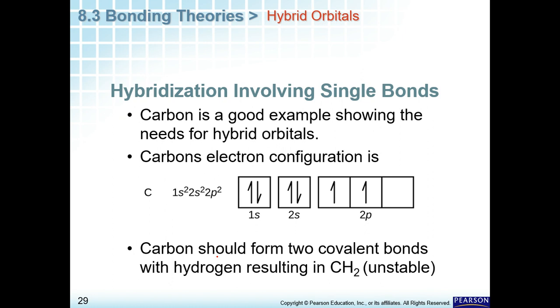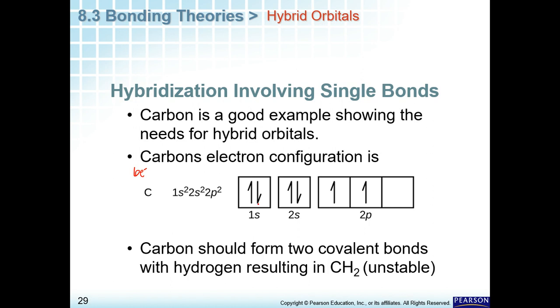So let's explain why we have hybridization and what it actually means in the context of chemistry. Carbon is a very good example to show why we have hybrid orbitals. First, let's look at carbon's electron configuration. Remember, carbon has 6 total electrons, not just valence. Our electron configuration is written as 1s2, 2s2, 2p2. That adds up to 6.